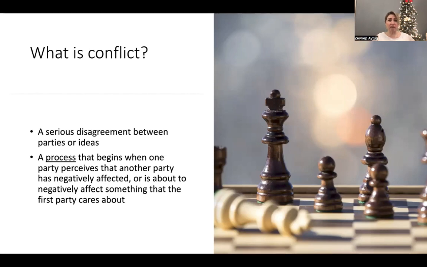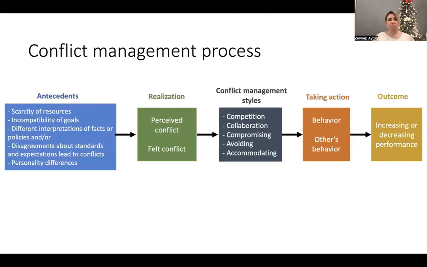Now, conflict is a process. It's not a static event. It starts when I observe that somebody else, another party, is about to do something or has already done something that will harm the resources that I care about. They already did something that will negatively affect me, or they're about to do something that will negatively affect me. The moment I observe, perceive, or feel the negativity, we can say that the conflict is already out there. The process has mainly 5 steps.